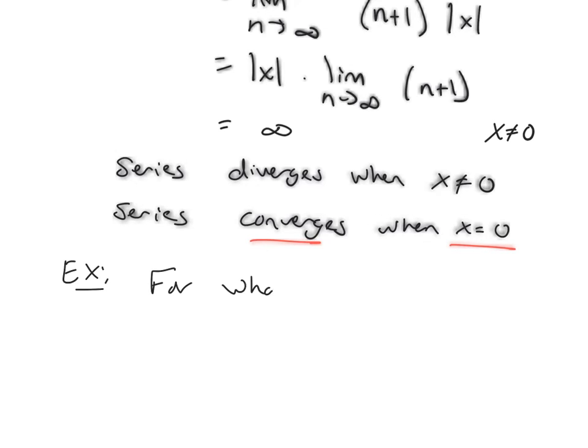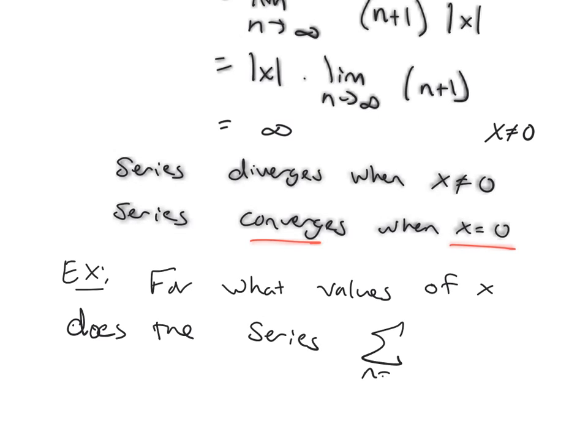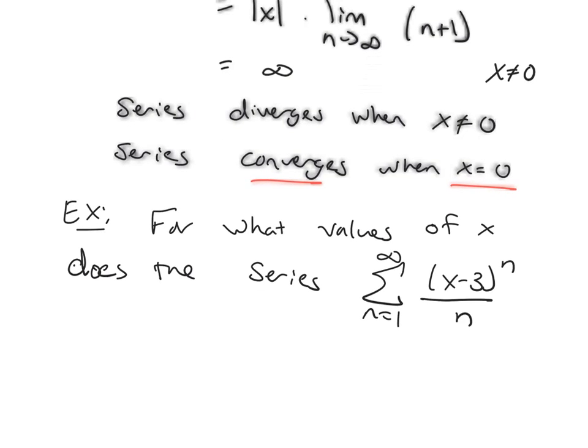For what values of x does the series x minus 3 to the n over n converge?